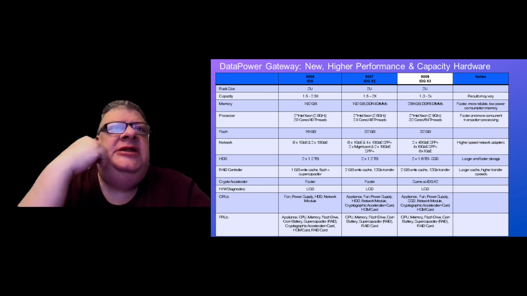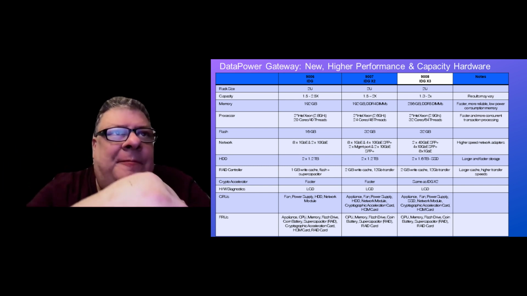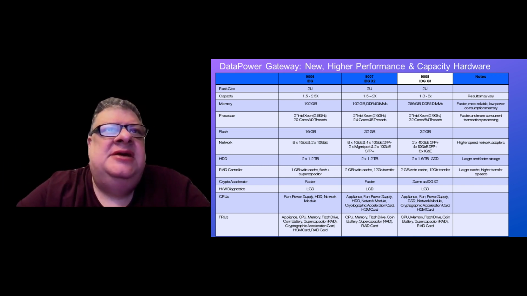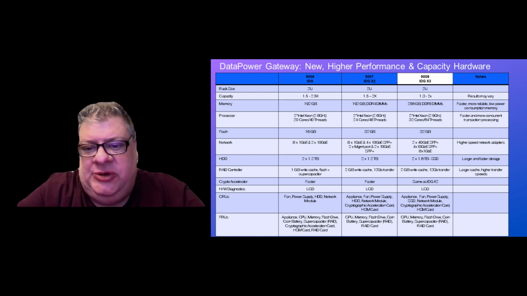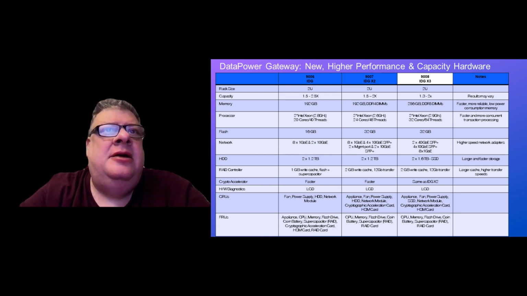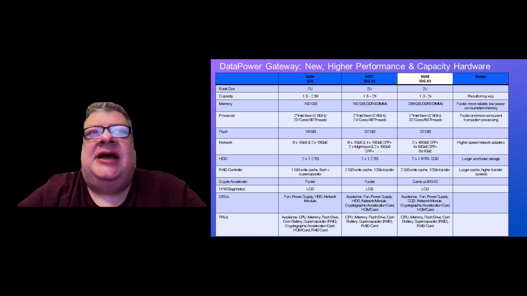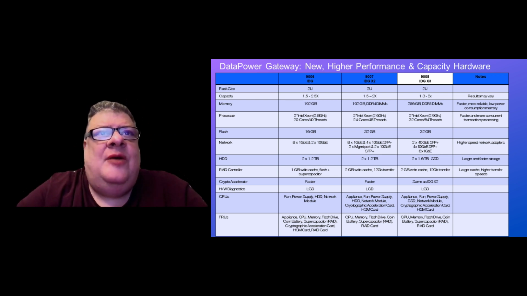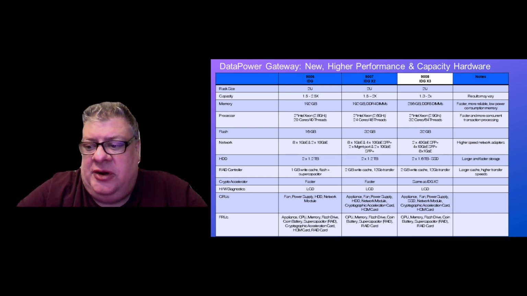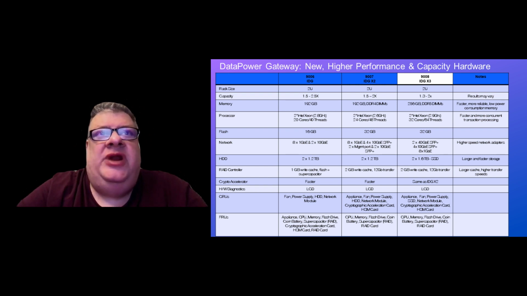So again, it's really just evolutionary, but big evolutionary jumps of performance. Flash memory, this is the place where you'd store your configuration, so you're not going to see a big change. On the network side, though, we are now moving up to 40 gigabit Ethernet. That's been a request from a lot of our customers, and a lot of our customer data centers now use 40 gig Ethernet as a standard. There will still be the 10 gig Ethernets and some 1 gig Ethernets as well in the box.